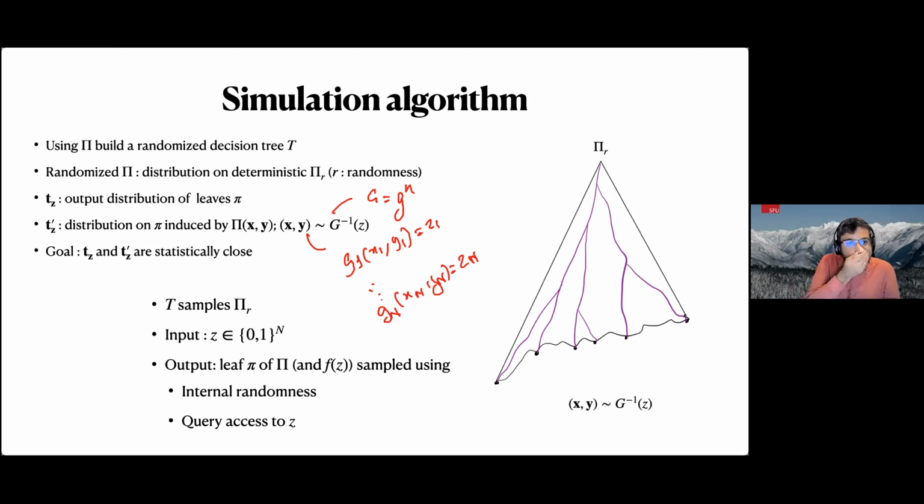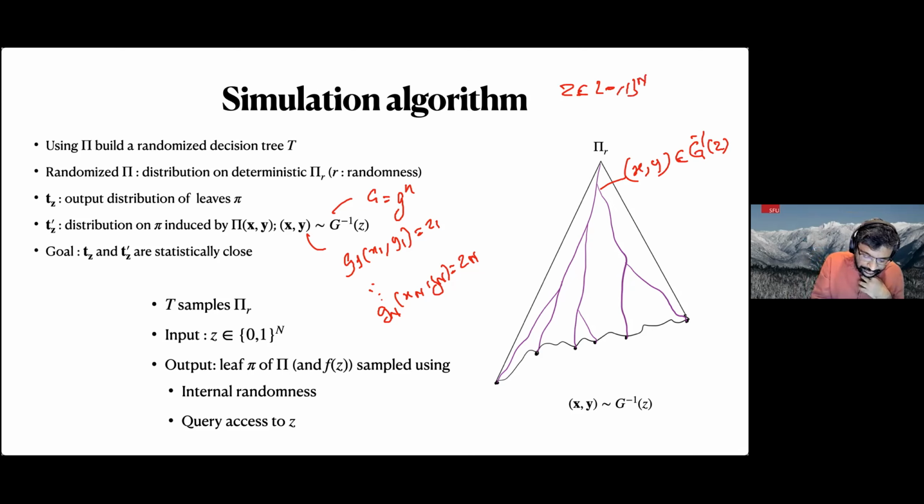We want the output distribution of this simulation algorithm to be statistically close to this distribution. So why is this distribution good? Here I've denoted the paths taken by xy, which are from G inverse of z, in this color. We are fixing z to be some specific value in {0,1}^n.